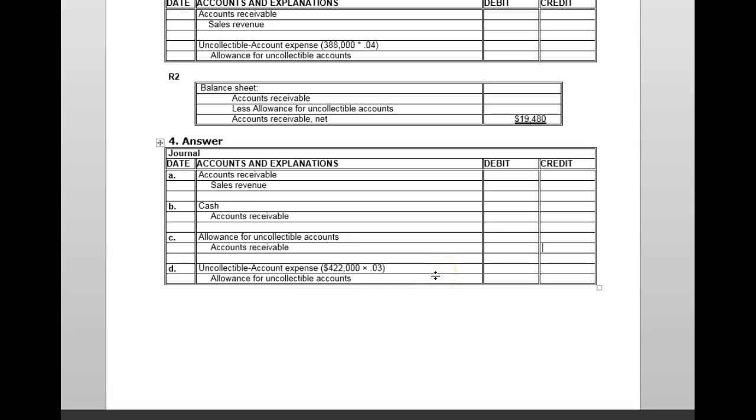And then the following is uncollectible account expense as 3% of revenues. So what are your revenues? Your revenues were, I think, $422,000. 3% of that is going to be for the new allowance. So that would be an increase here. So this would be $12,600 and $12,600 to set up your allowance.